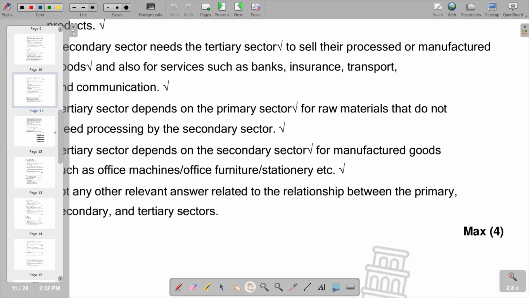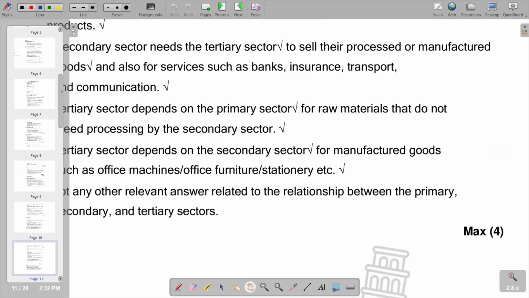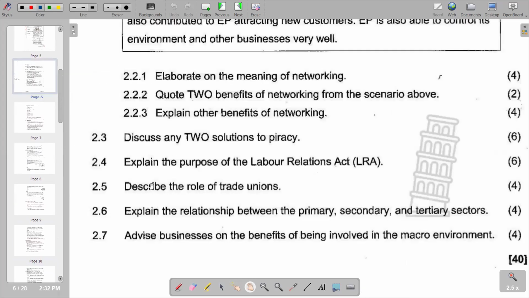So we move on to the next question that we have, which reads, advise businesses on the benefits of being involved in the macro environment. Remember, the macro environment is the environment that the business cannot control. We are talking about the factors that affect the economy as a whole, or the whole country as a whole. We are talking about inflation. Those are some of the things that fall under the macro environment.